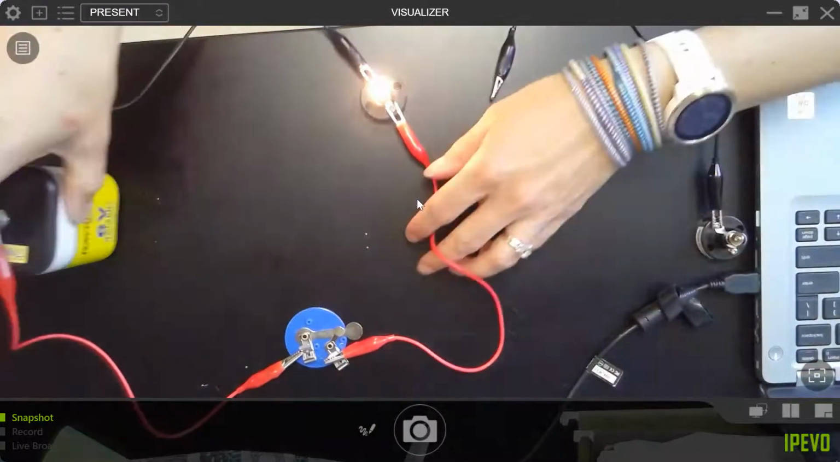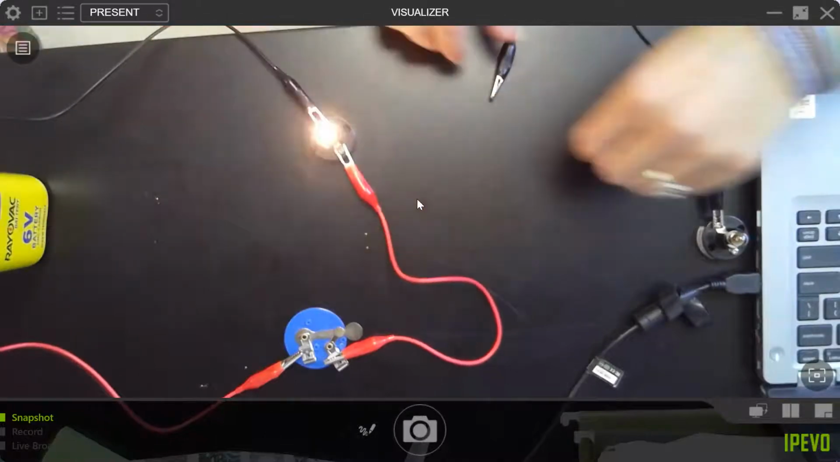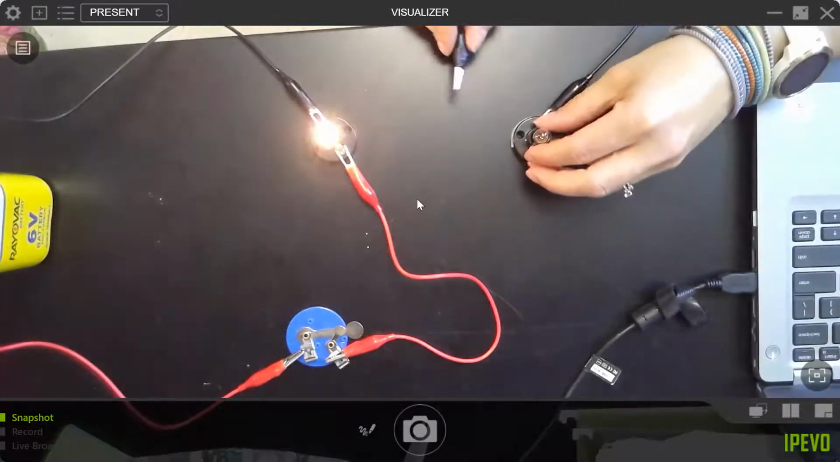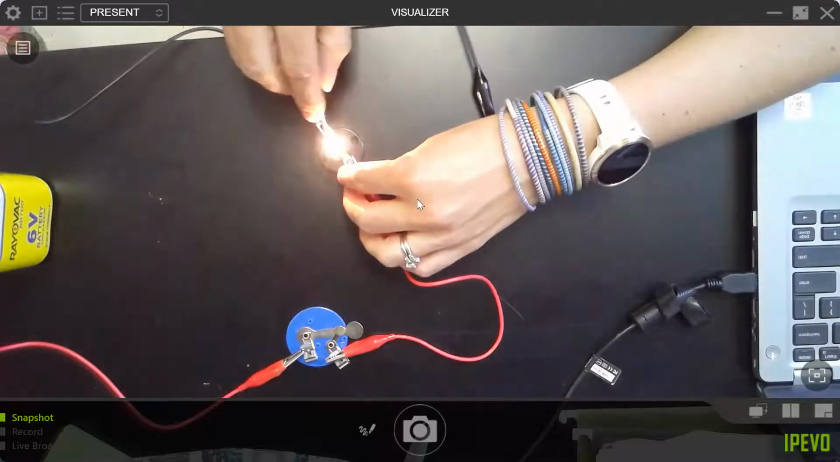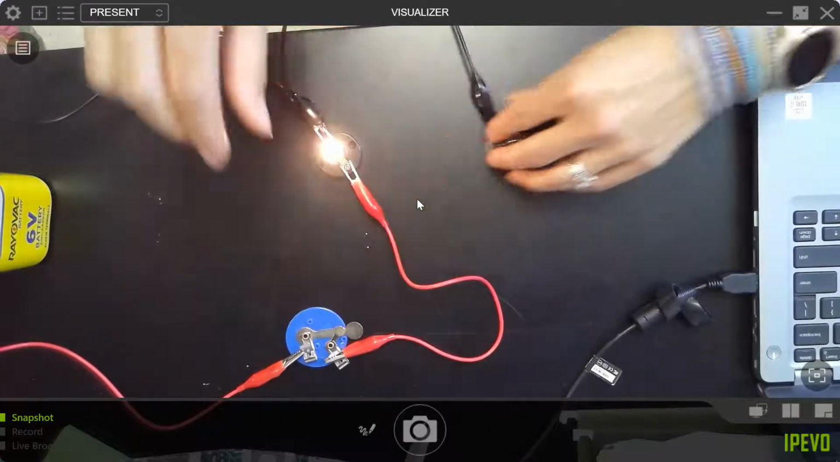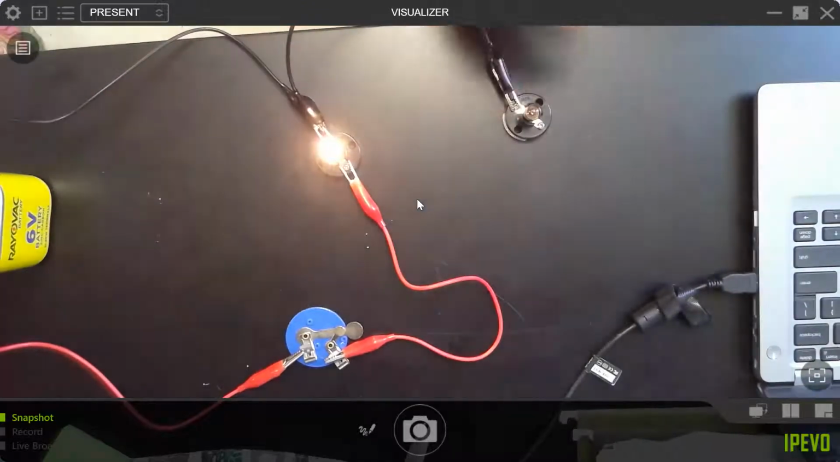Okay, but this question asks us, or you've been working on, building a parallel circuit. So I'm going to take my light bulb here. I'm going to attach this clip on this side. And I got my light bulb here. I need another clip.